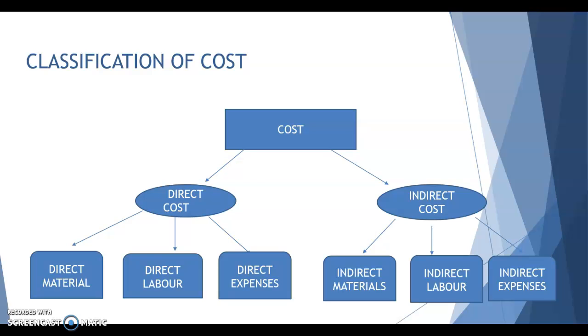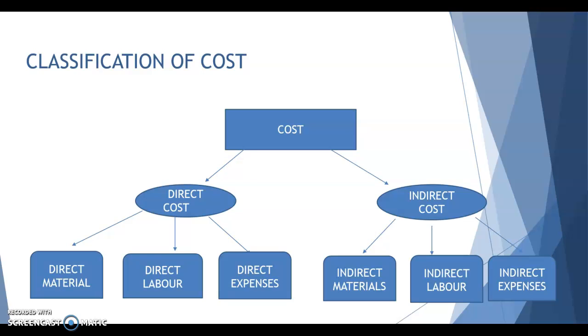We have indirect labor. Indirect labor is the cost of wages paid to employees who are not directly engaged in production. For example, the wages of the storekeeper is not directly involved in production, but wages are to be paid for the work which he has carried out, or the salary which is paid to the administrative staff and all those things comes under indirect labor.